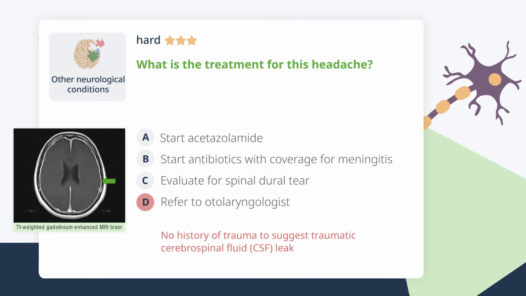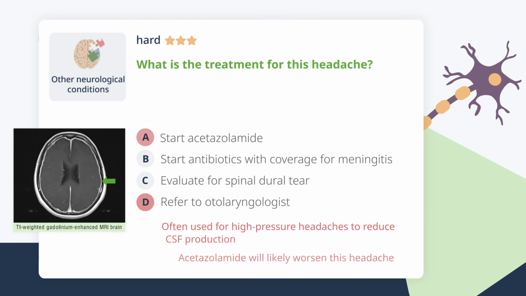Well, for an ENT, we really don't get a history of trauma or a traumatic CSF leak that would have given rise to leaking of the CSF from the head and neck area. So a referral to ENT is likely to be low yield in this patient, though we're getting close to the potential etiology. Starting acetazolamide won't help. Acetazolamide is a medicine used for high-pressure headaches, and this patient has the description of low-pressure headaches. Acetazolamide will likely worsen this patient's headache syndrome.